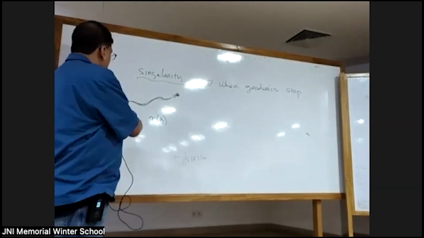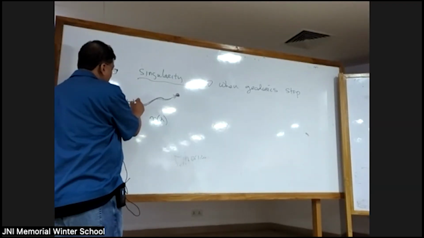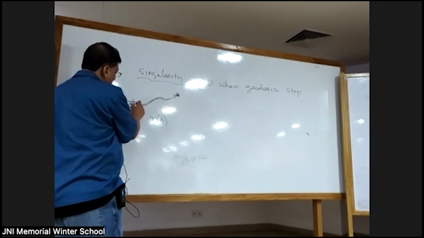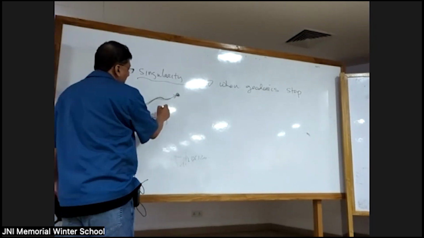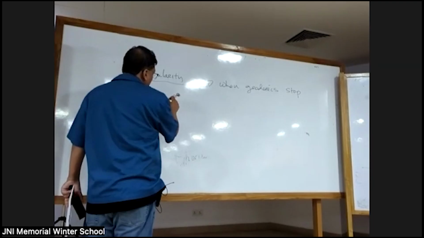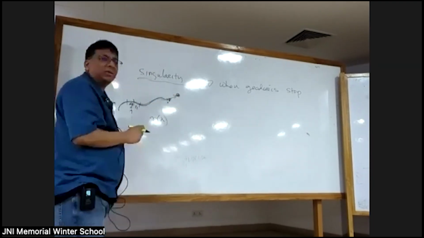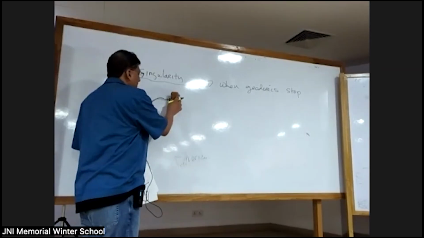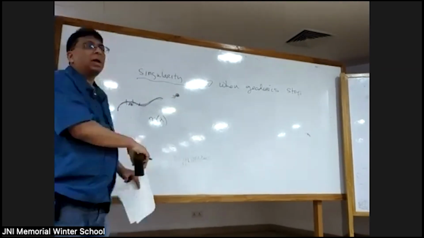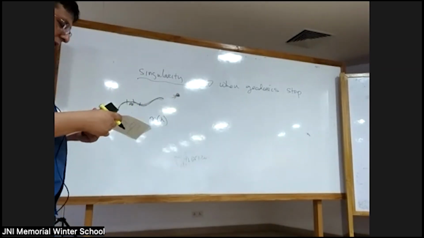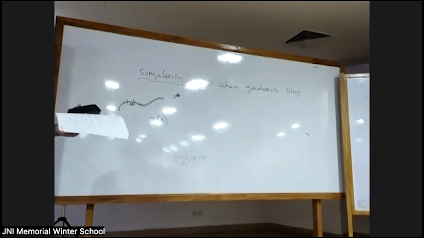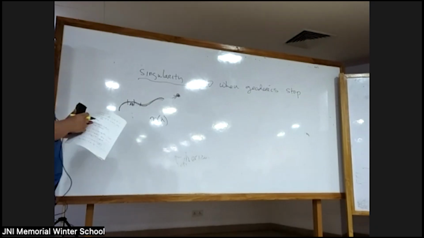Let's say this part is delta lambda equal 1, this part is 1. Anyhow, it's just a place where you just stop basically. You can't extend the geodesic beyond that point.